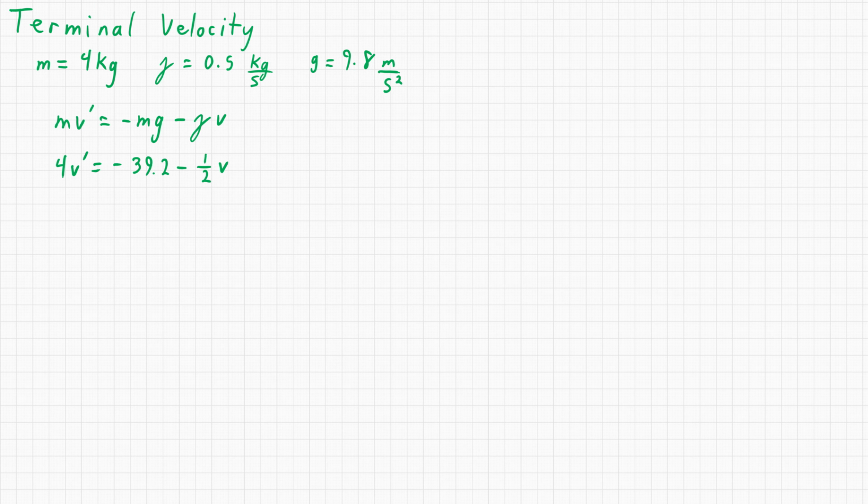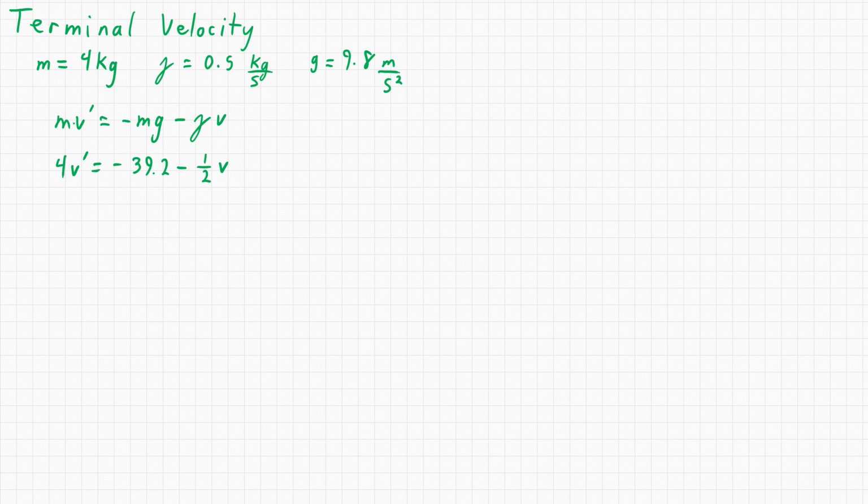For this terminal velocity example, we're going to find the terminal velocity by solving the differential equation and then letting t go to infinity to figure out where the velocity terminates. So here we go. We have m equals 4 kilograms, gamma is 0.5 kilograms per second, gravity from Earth is 9.8 meters per second squared.